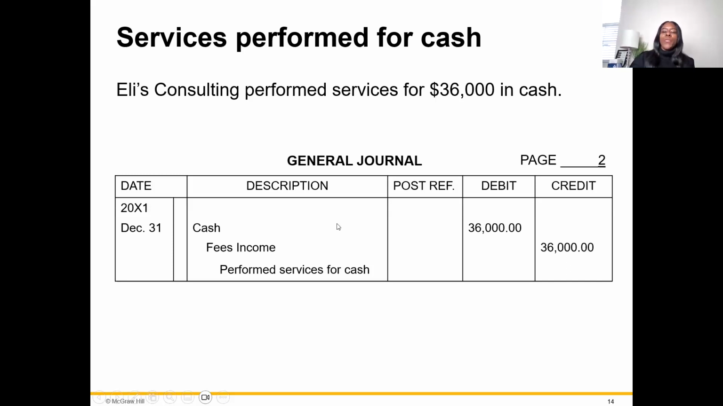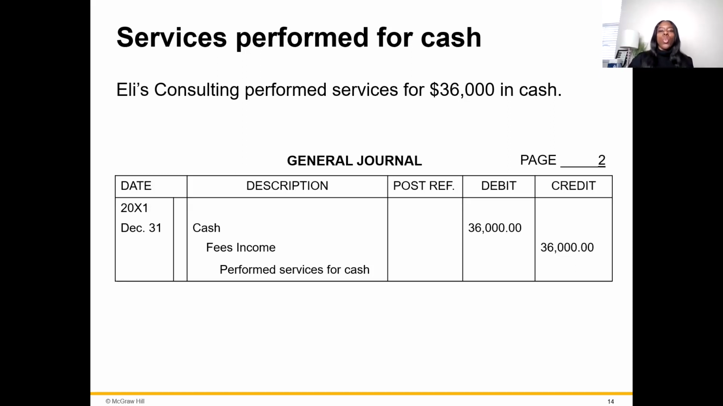Services performed for cash. So we already know that one category is cash, and our cash is increasing, and cash is an asset, and assets increase on the debit side. The new account that we're learning is fees income. Fees income is a type of revenue. So you're going to have a lot of different types of revenue. Revenues are just monies that a company makes.